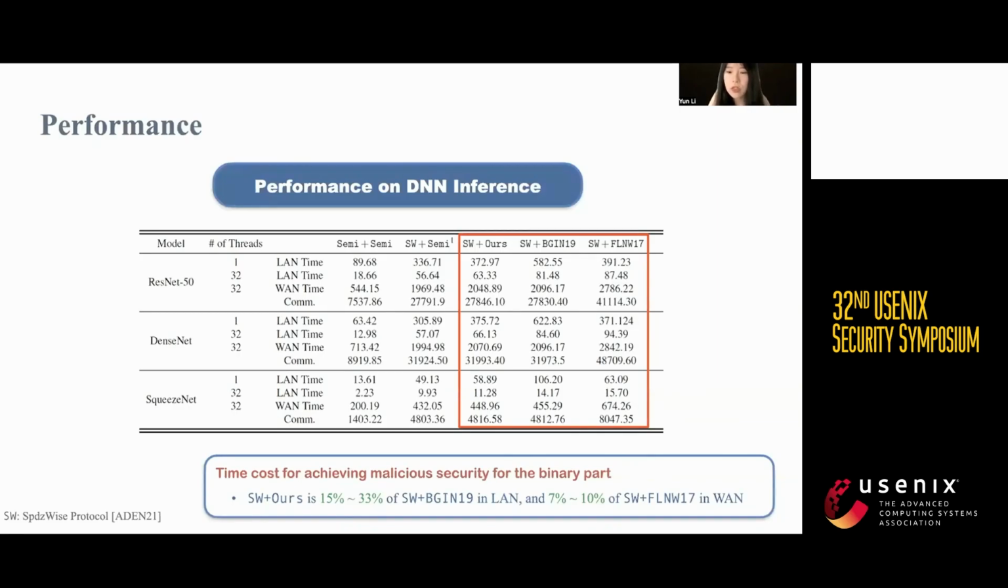For secure DNN inference, we combine the protocols for binary circuits with MP-SPDZ, which is one of the state-of-the-art maliciously secure protocols for arithmetic circuits over rings. We measure the time cost for achieving malicious security for the binary part, and it shows that our cost is only 15 to 33% of BJ19 in LAN and only 7 to 10% of FLNW17 in WAN.